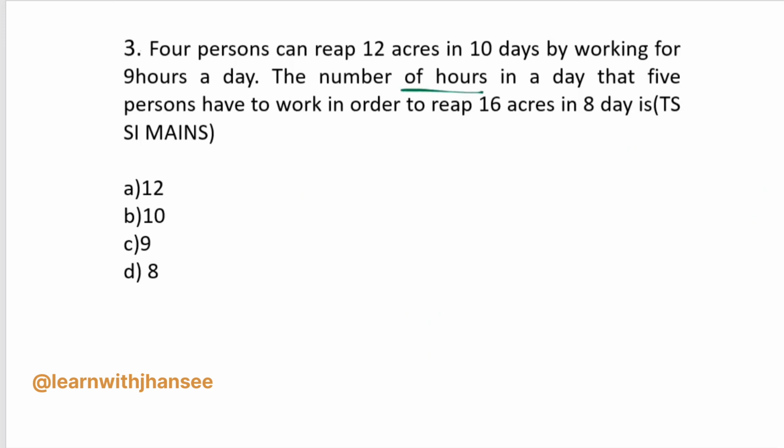hours. Okay, now what they're given, you just write it. So 4 persons are there. Okay, they can reap 12 acres. So the work is 12 acres and they are taking how many days? 10 days, and in a day they are working 9 hours per day. So in the same way, we don't know the hours, we have to find out, and 5 persons are there. In order to reap how many acres? 16 acres in 8 days. You have to find out the hours.